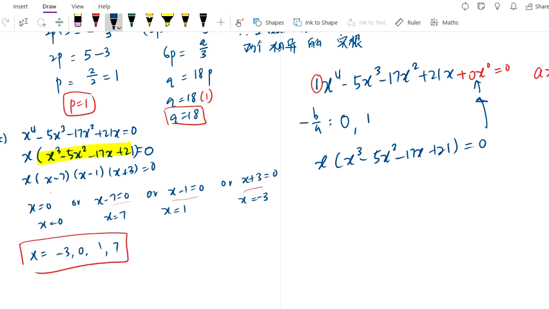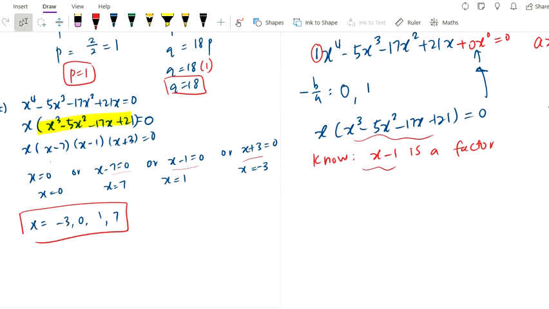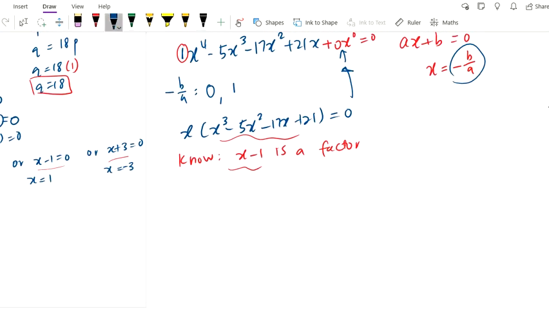And again, we know that x minus 1 is a factor. So just like your long division, you just divide this cubic part by x minus 1, right? This is what you call a long division. I will show it to you. So x cubed minus 5x squared minus 17x plus 21. Then you divide by x minus 1.